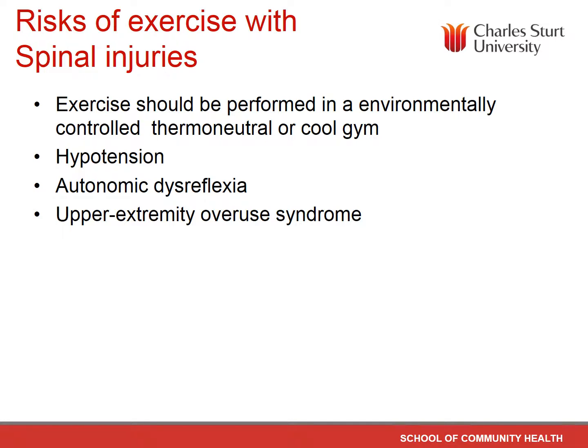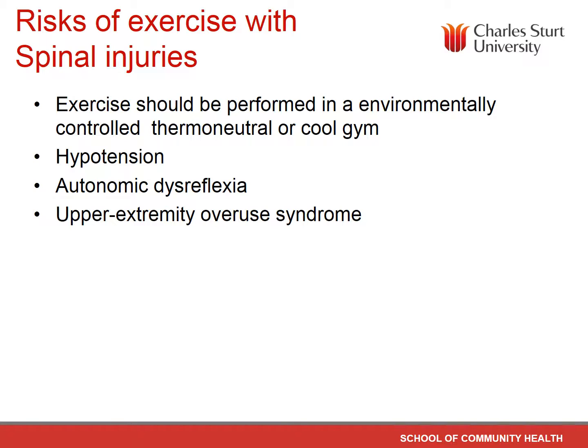Now, the risks, the final lecture objective, addressing the final lecture objective for spinal injuries is risks of exercise with spinal injuries. Exercise should be performed in an environmentally controlled and thermoneutral or cool gym due to, in many instances, people with spinal injuries have poor thermoregulation. Hypotension can be a problem, so dizziness should be monitored closely. Autonomic dysreflexia can sometimes occur due to dysregulation of the autonomic nervous system.